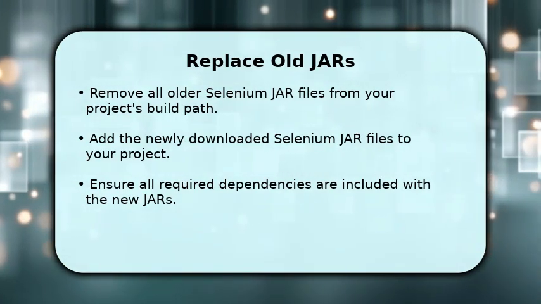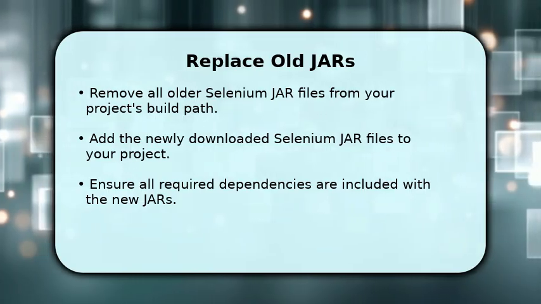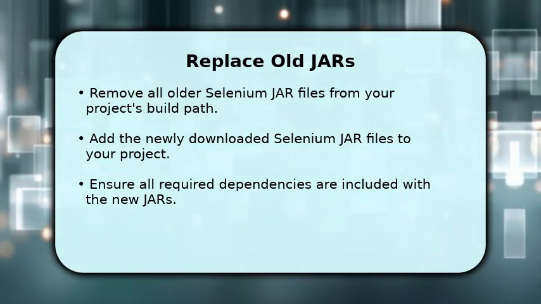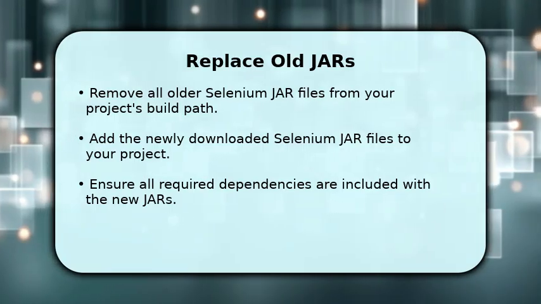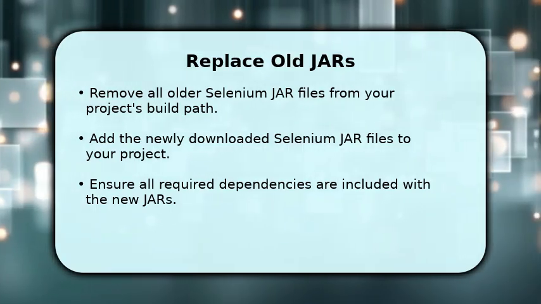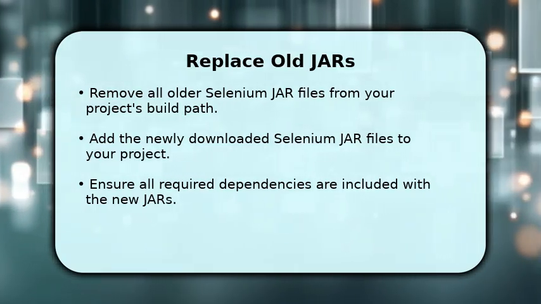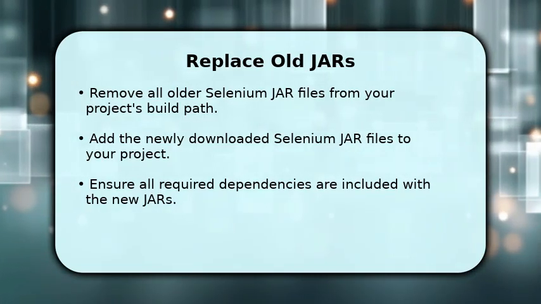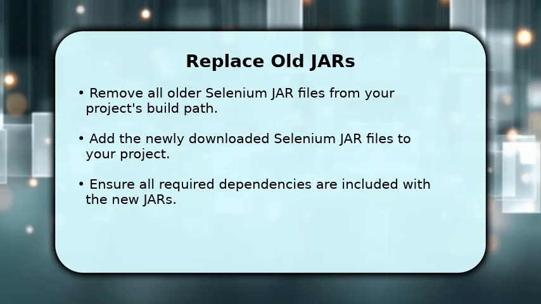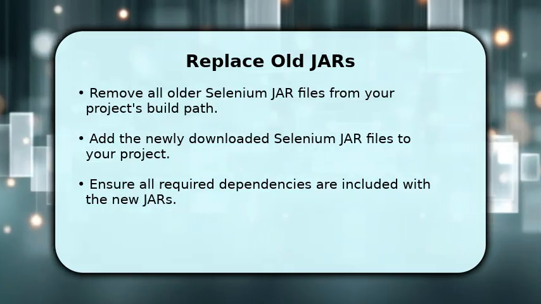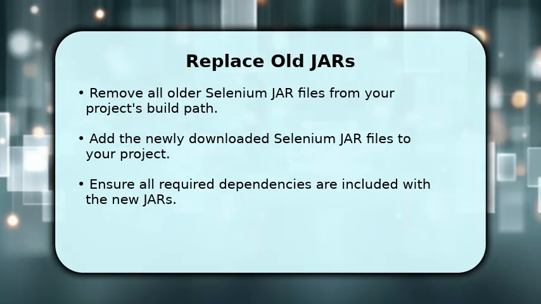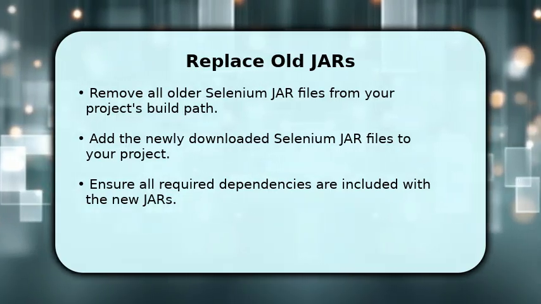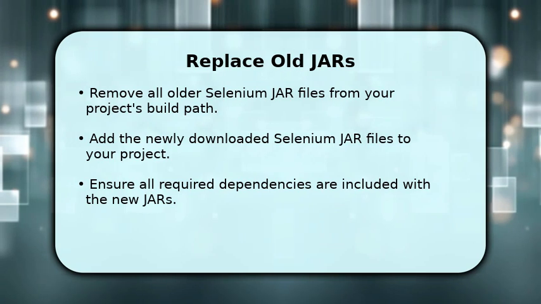Carefully remove all existing Selenium JAR files from your project's build path and any associated library folders. This prevents conflicts between different versions. After removal, add the newly downloaded Selenium JAR files to your project's build path. Make sure to include all necessary dependency JARs that come with the new Selenium package. This step ensures your project references the updated libraries correctly.